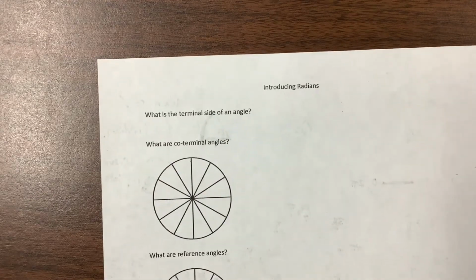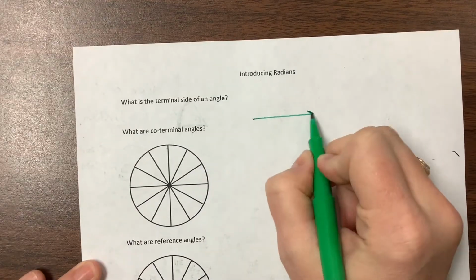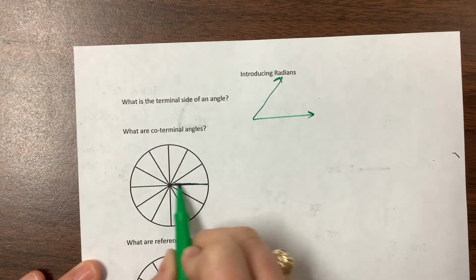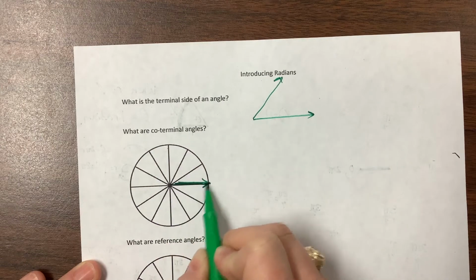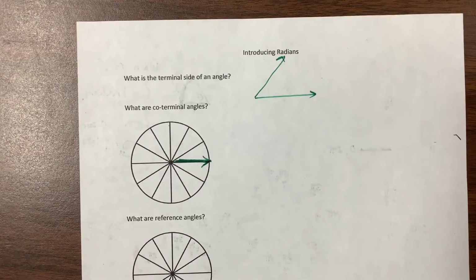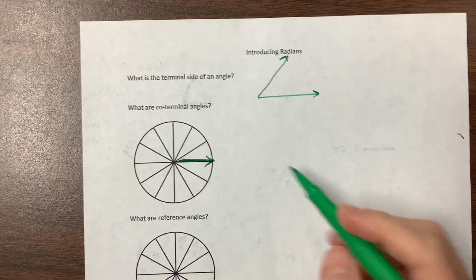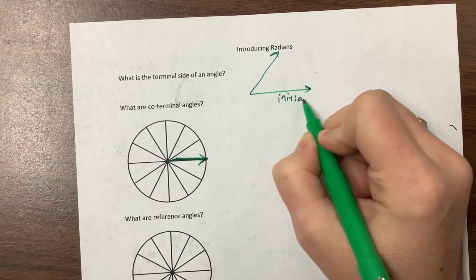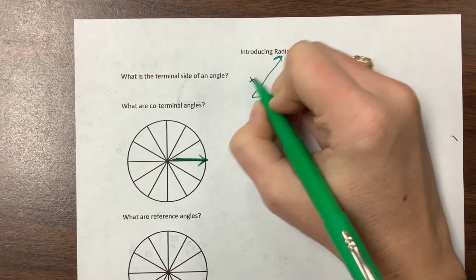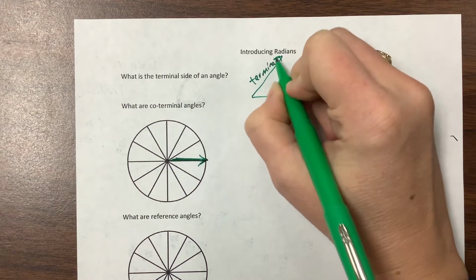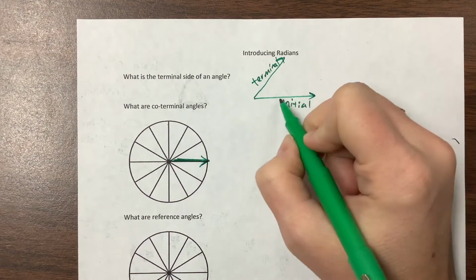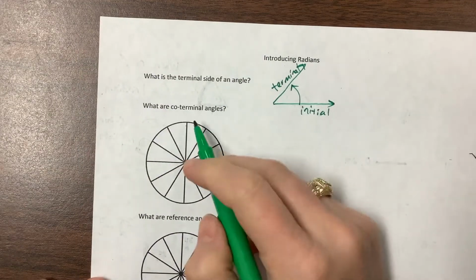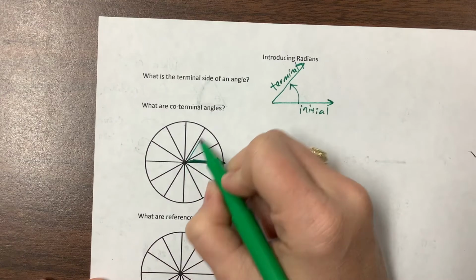So the terminal side of an angle. Every angle is made up of two rays, and we're always going to make our initial side right here. It's always going to be just that x-axis between quadrants 1 and 4. So this is the initial side, and then this becomes the terminal side. We open it up, it starts here, it goes to there, that's a terminal side. Coterminal angles are angles that have the same terminal side.